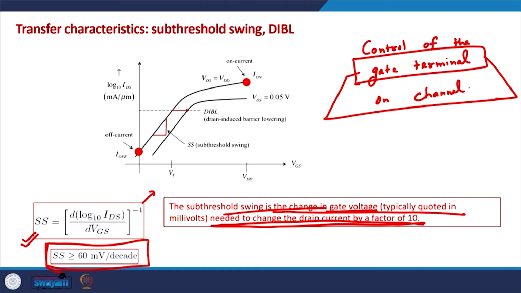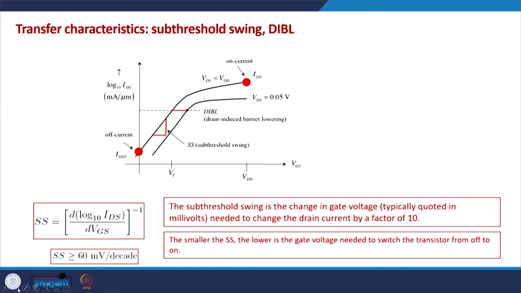I would recommend all of you to go back and look into this limit. Where does this limit come from? This 60 millivolt per decade is the minimum of the subthreshold swing. So, I would recommend you to go back and look into this. This is interesting physics, you will like it. Okay, so that was the main point here.